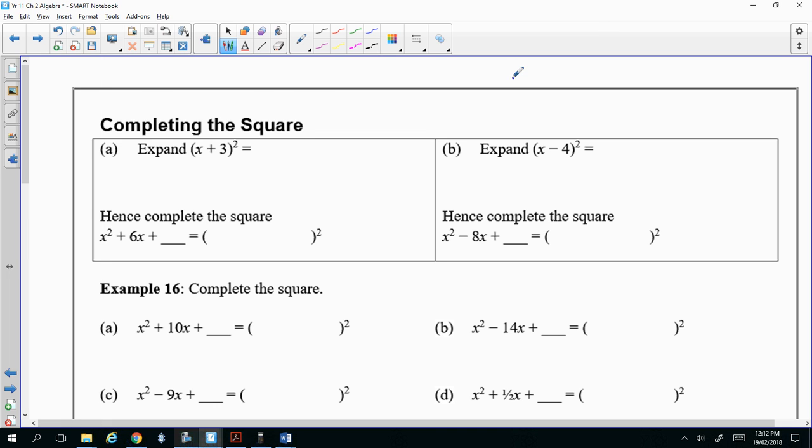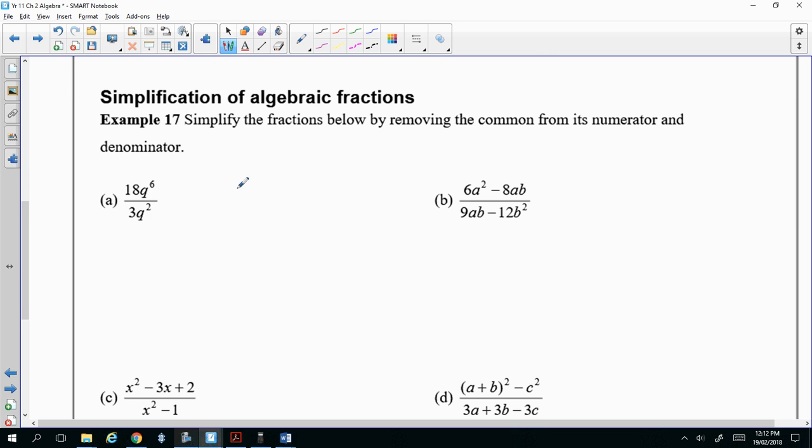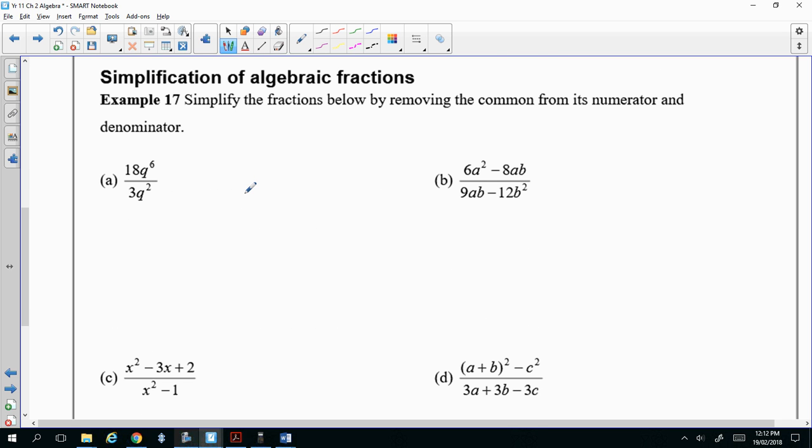We'll skip completing the square because that will be done later on. But we'll do this bit. Okay, we'll start with algebraic fractions.